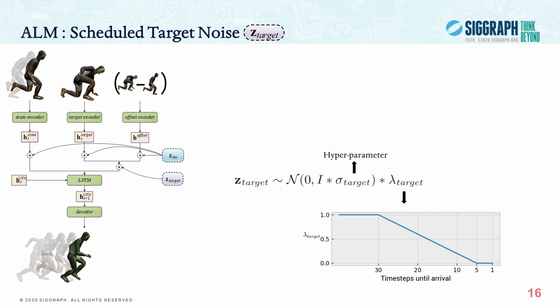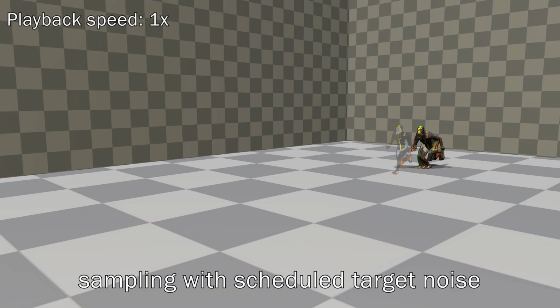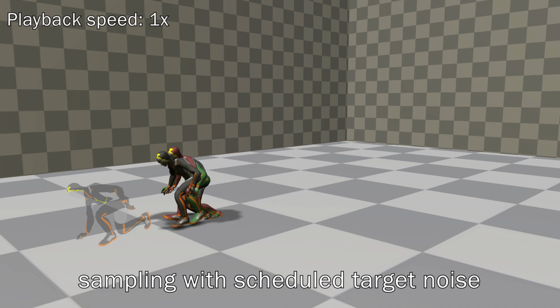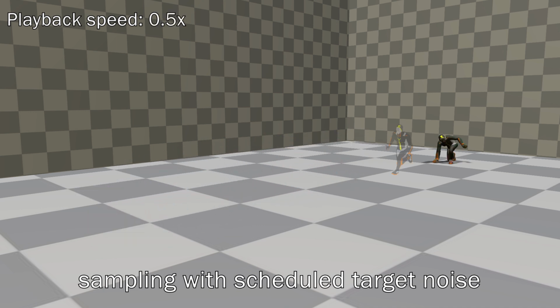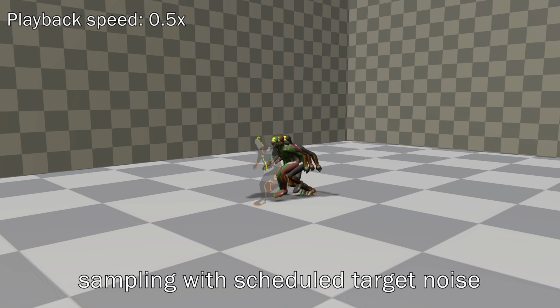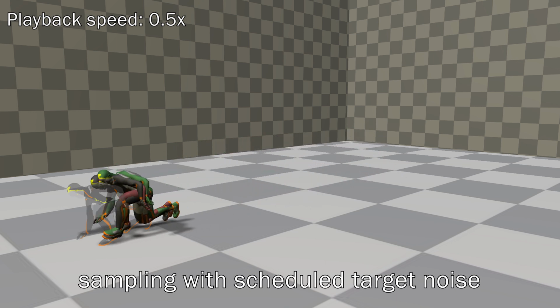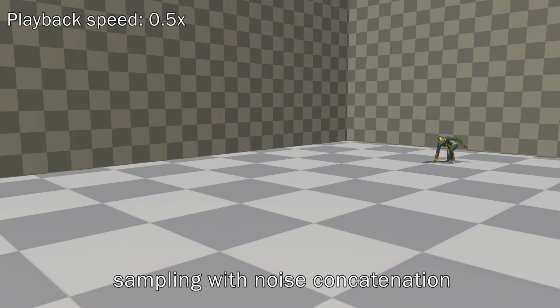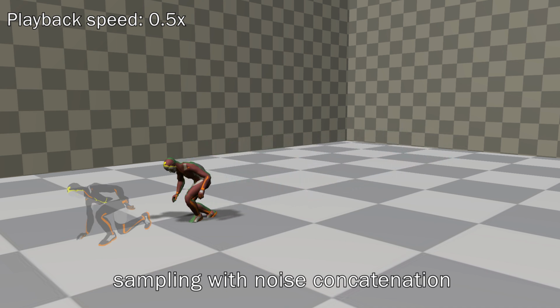Our target noise schedule is intuitively similar to an agent receiving a distorted view of its long-term target, with its goal becoming clearer as the agent advances towards it. This allows the model to be more robust to target distortions, but also allows one to sample multiple transitions for a given context, as seen here. Noise concatenation, as done sometimes in conditional GANs, doesn't work as the additional inputs are ignored.